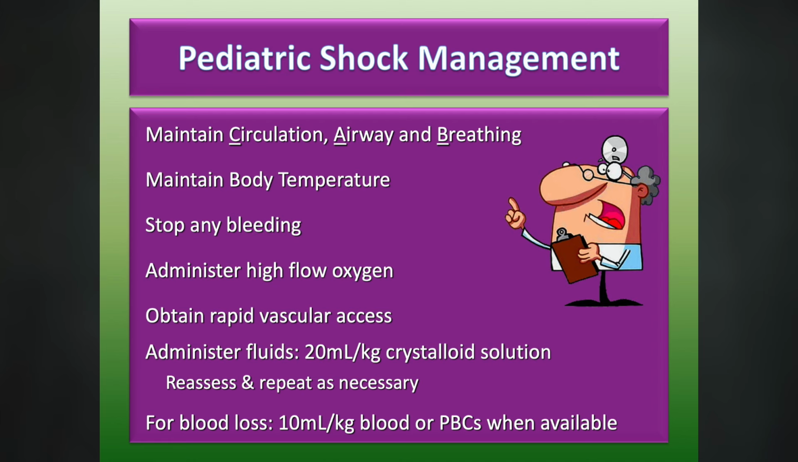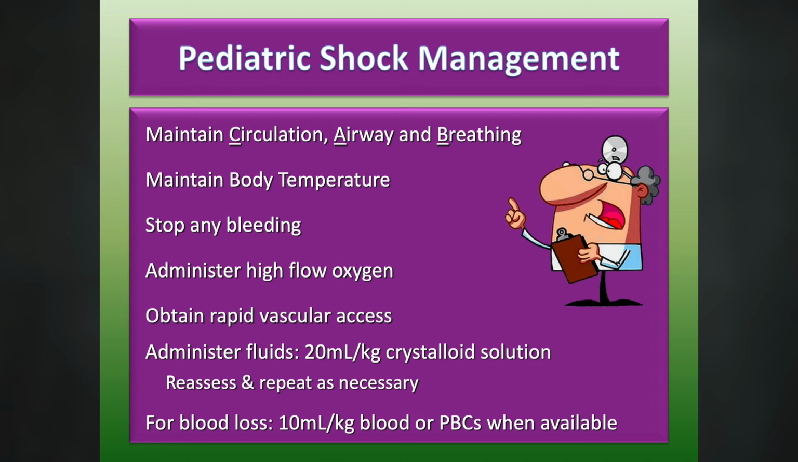Stop any bleeding, even minimal bleeding, because bleeding is cumulative in the child. Administer high flow oxygen. So in the shock patient, different than in the ACLS patient, we don't get as concerned about oxygen toxicity and giving too much oxygen. If the patient's in shock, they should be given high flow oxygen. Obtain vascular access rapidly. Whatever you can do quickly to get an IV if the child's in shock, whether it's a peripheral IV or an intraosseous site.